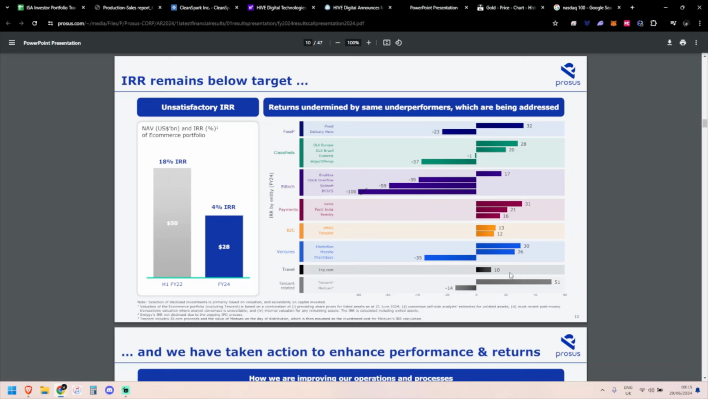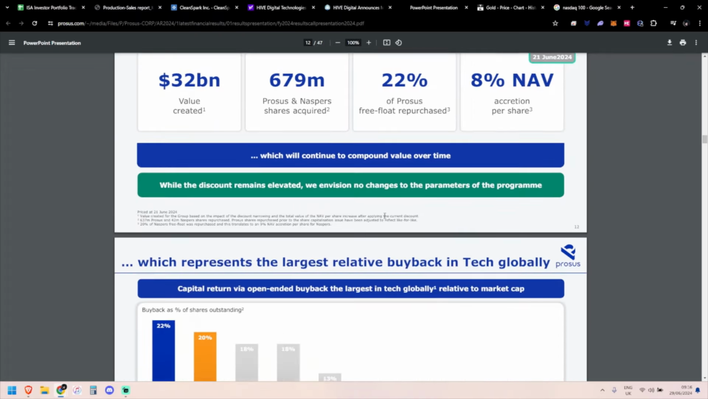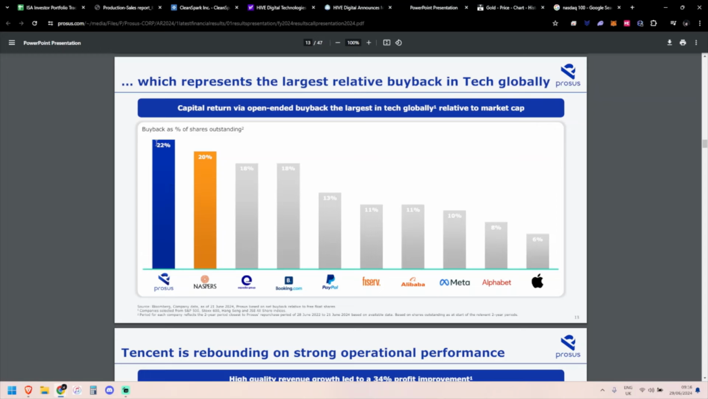And then obviously the Tencent side is doing reasonably well, so that's kind of made up for it. And then this is what they are highlighting: selling a little bit of Tencent to buy back an awful lot of shares. They've repurchased 22% of the free float of Prosus shares in the last 2 years, so 679 million shares of both companies. Prosus 22%, and Naspers 20%.